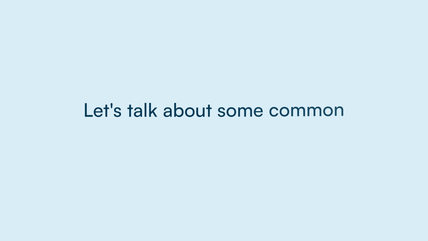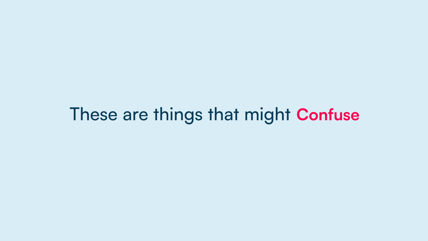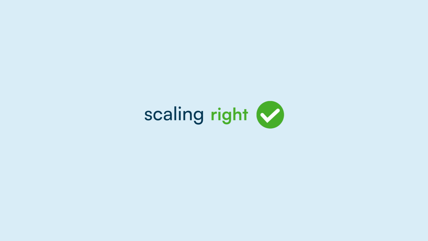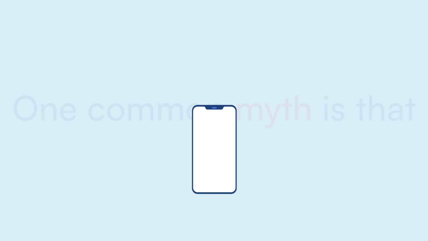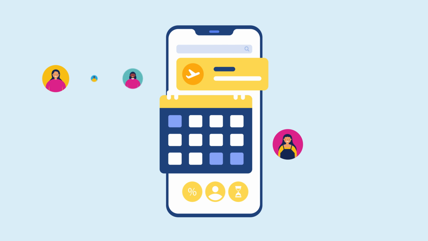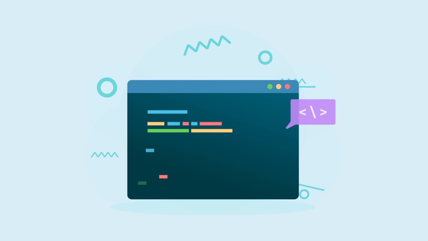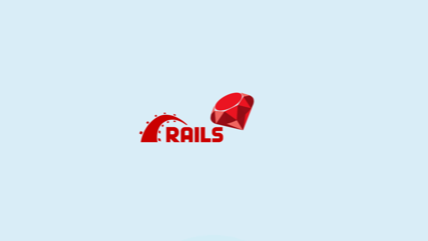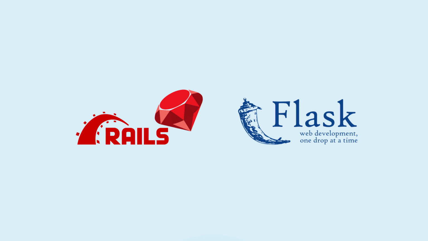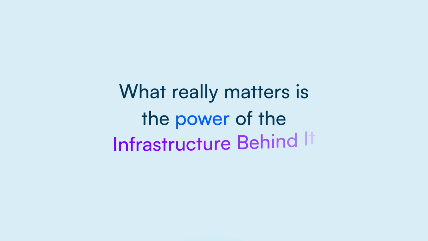Let's talk about some common misconceptions when scaling up applications. These are things that might confuse those who aren't deep in the programming world, but are critical to getting scaling right. One common myth is that your app's programming language limits the number of users it can handle. The reality is that the language itself, whether it's Ruby on Rails, Flask, or another, doesn't restrict scalability. What really matters is the power of the infrastructure behind it.